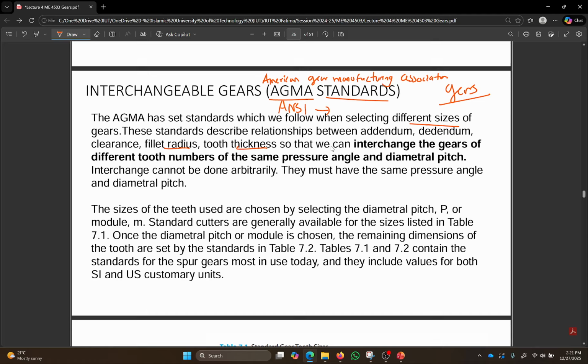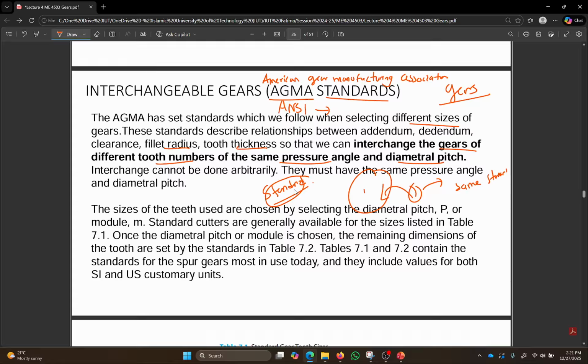The gear association sets these standards because sometimes when you work with systems, you want to change gears. You have a bigger gear, you want to replace it with a smaller gear, and you can do that if both of those gears follow the same standard. So we can interchange gears of different tooth numbers, sizes, and diameters, as long as they are standard gears and they have the same pressure angle and diametral pitch.